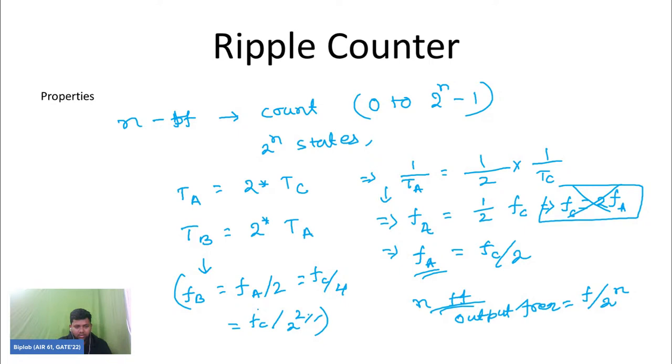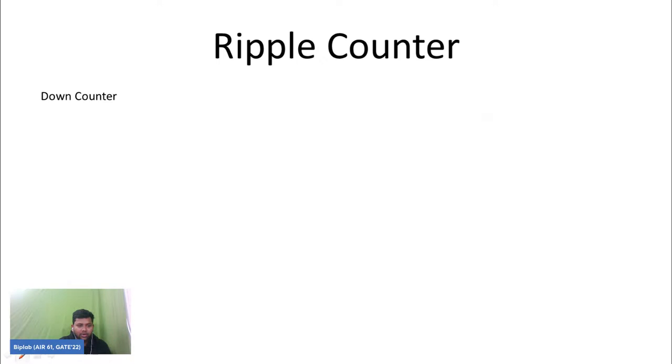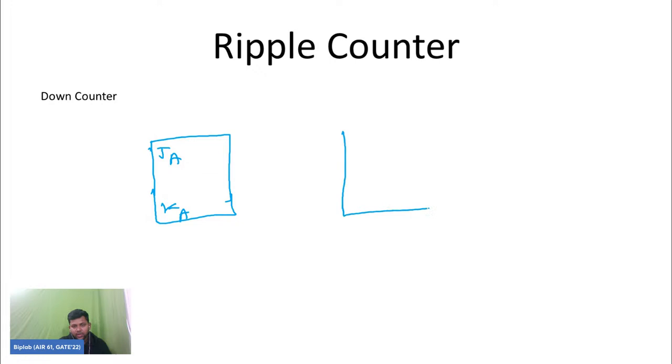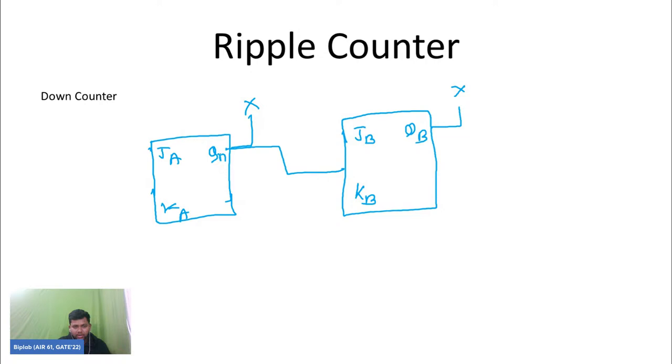Let's come to the down counter. Down counter is very easy. It is the same way we did the up counter, with JA, KA, and also JB and KB. Instead of taking this as the output, which will obviously be connected to here, you don't take this as input. Don't take this as output because it will give you 0 0.